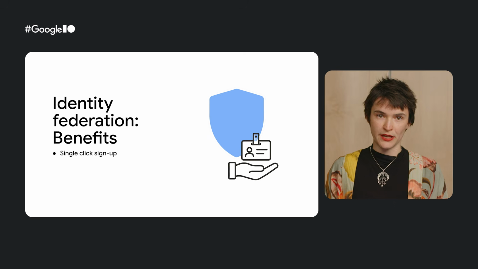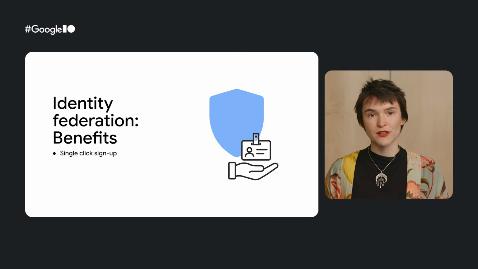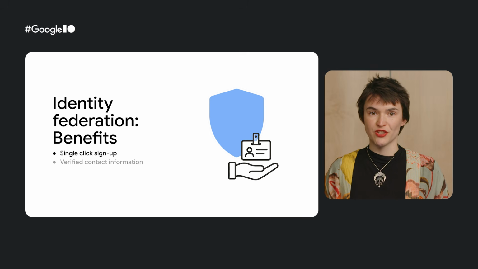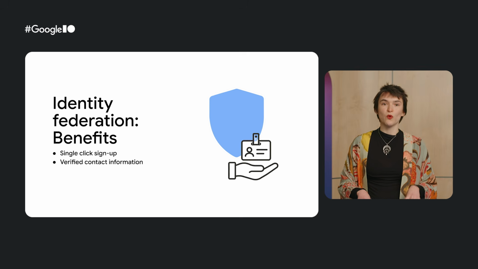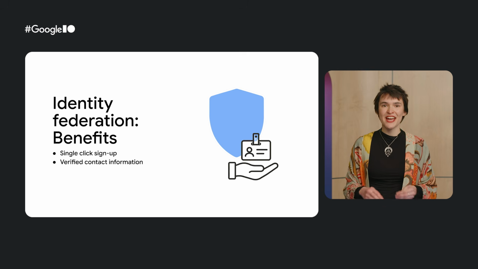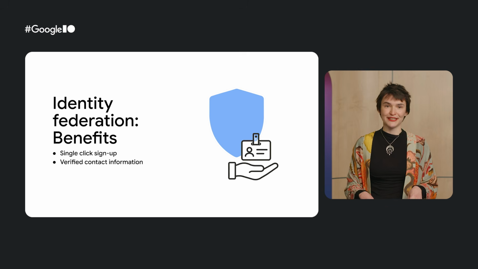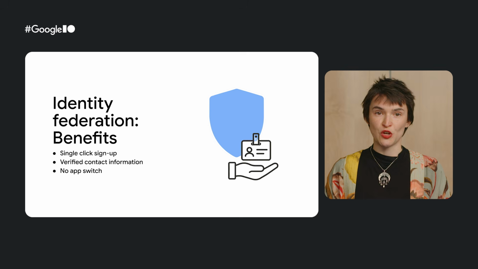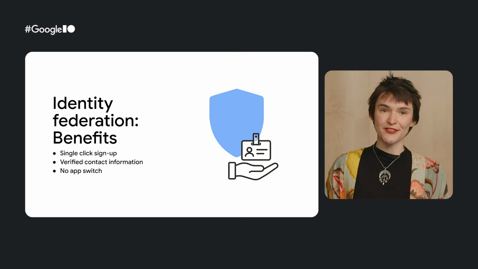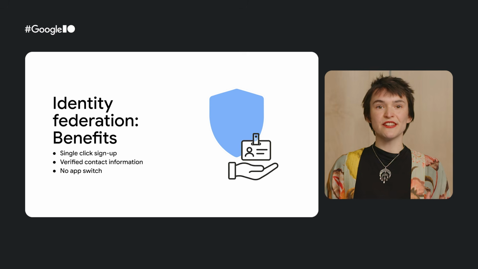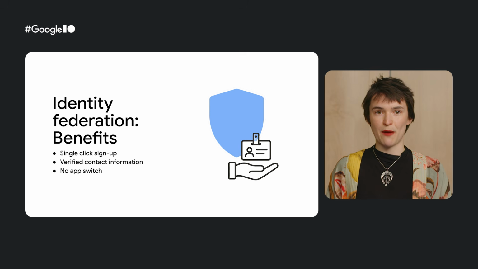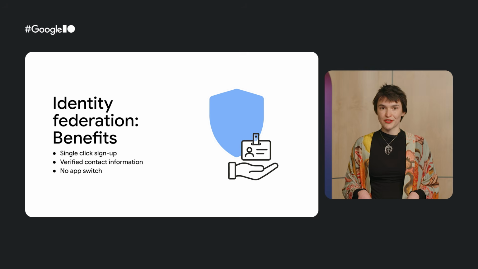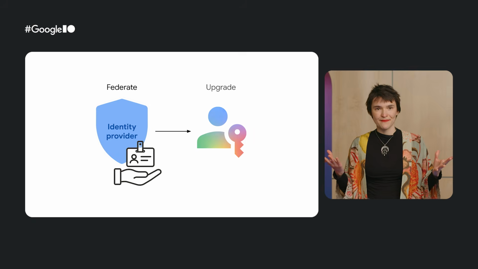And most importantly, a trusted identity provider has already performed user contact information verification. This means you won't have to perform checks like the email verification does, and the user is more likely to complete the sign-up process without context switching. Since identity federation makes it so easy to create an account, you can implement it as a default choice during the initial sign-up. We recommend the pattern federate, then upgrade.